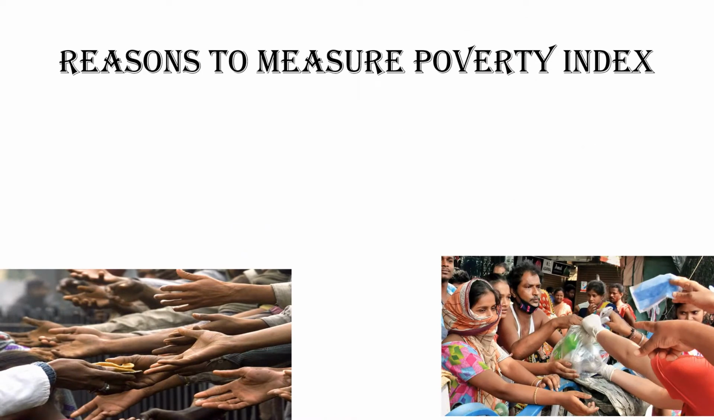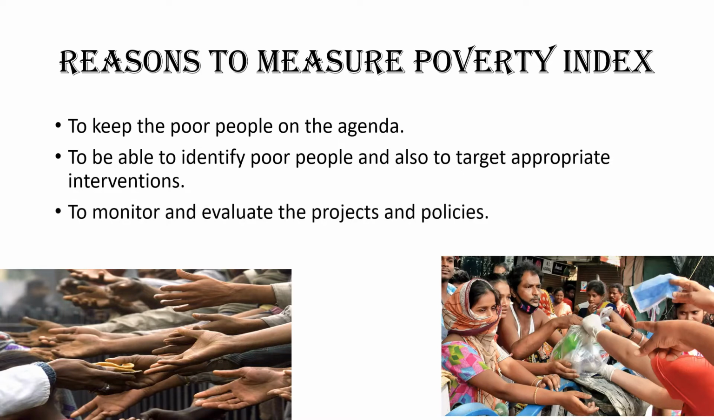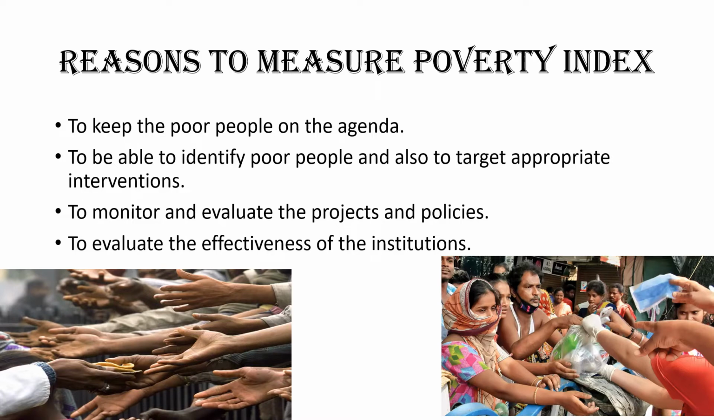Do you all know why we should measure poverty? The answer would be: number one, to keep the poor people on the agenda. Number two, to be able to identify poor people so as to be able to target appropriate interventions for them. Number three, to monitor and evaluate projects and policy interventions geared for the poor people. And number four, to evaluate the effectiveness of the institutions whose goal is to help the poor people.